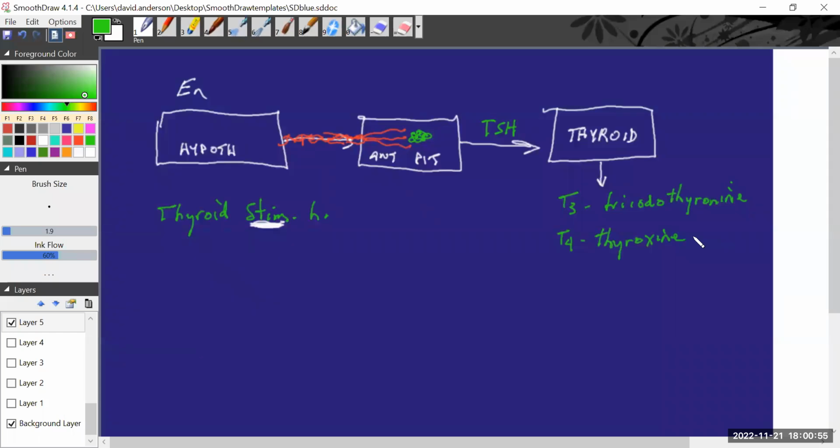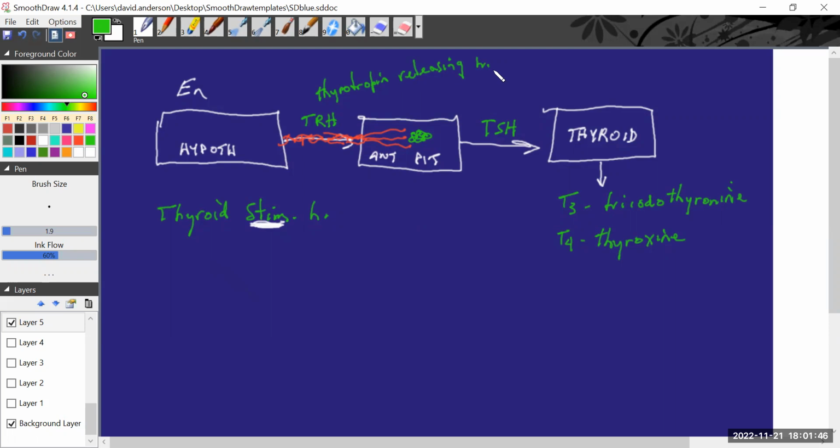Thyroid stimulating hormone, to be produced and released from the anterior pituitary gland, has to be stimulated by a messenger from the hypothalamus. It's called thyrotropin releasing hormone, TRH. When it gets released from the hypothalamus, it targets the anterior pituitary gland to produce and release TSH. TSH targets the thyroid gland to make thyroid hormones. The abbreviations for the thyroid hormones are T3 and T4.